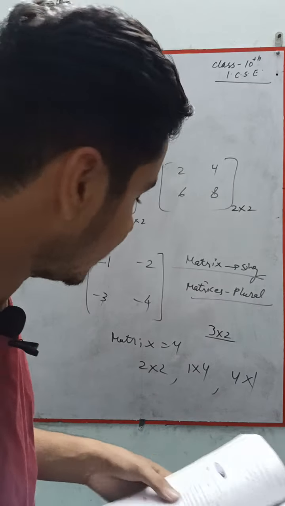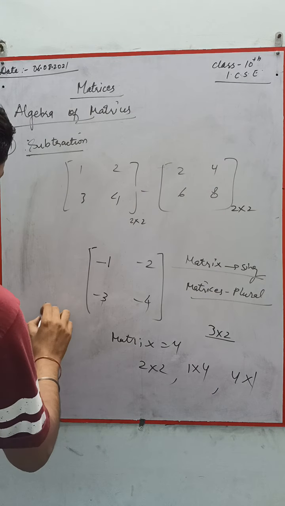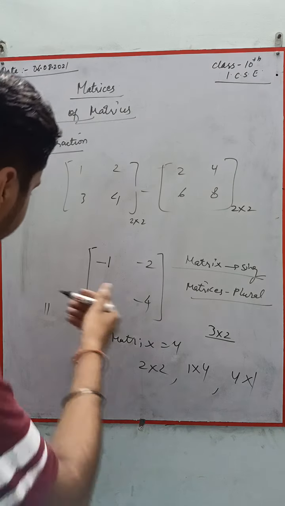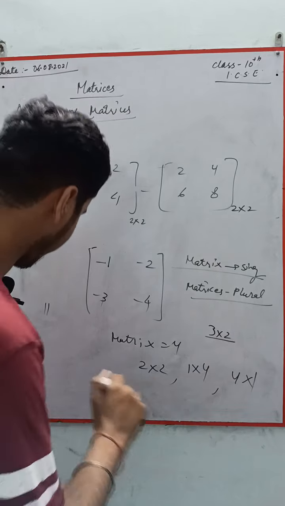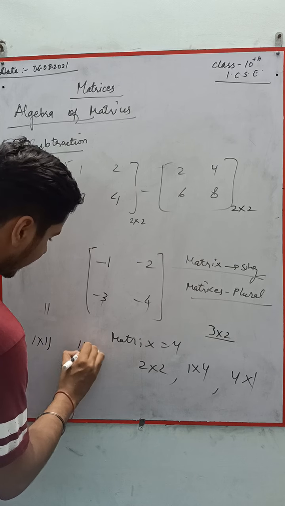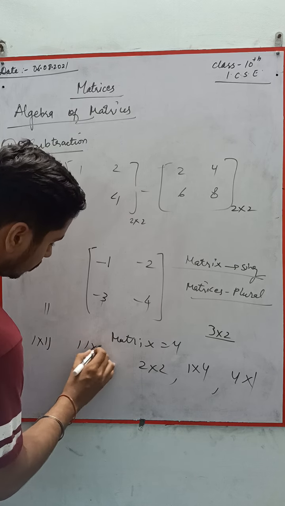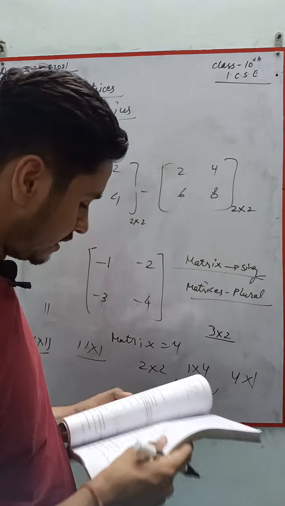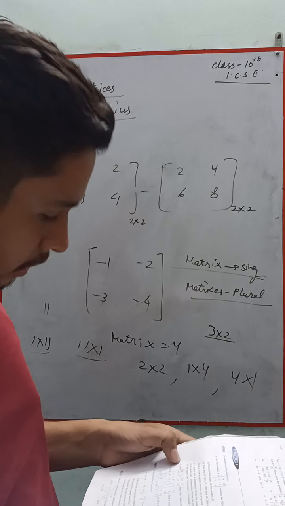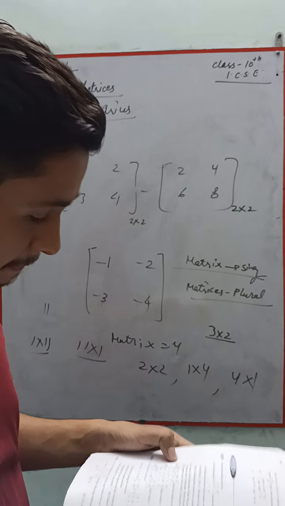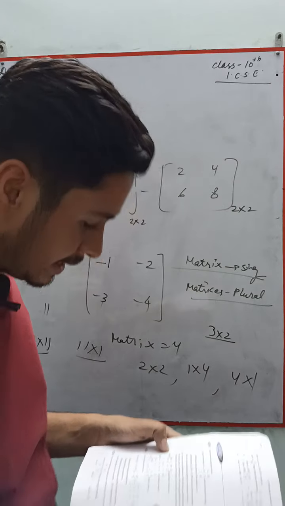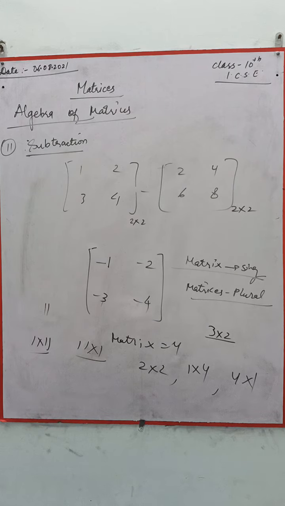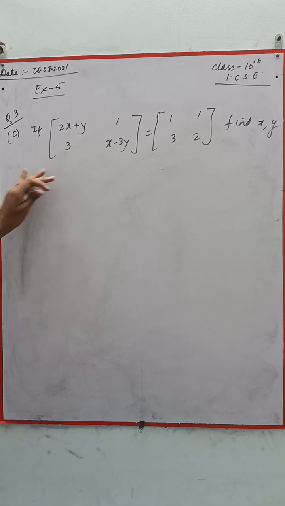Second one, a matrix has 11 elements. So yes, if a matrix has 11 elements, then there are only two possible matrices, 1 cross 11 and 11 cross 1. So these two possible matrices can be made. Okay, now the third question. See, you have to just compare the things. Let's do the third question. So here you have this question.